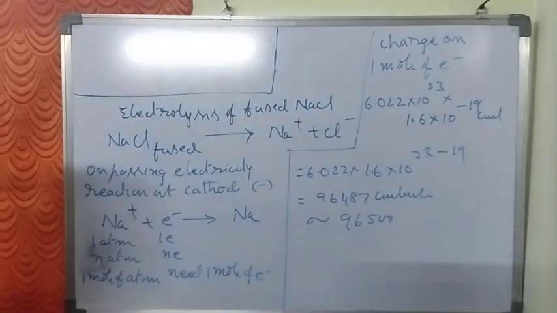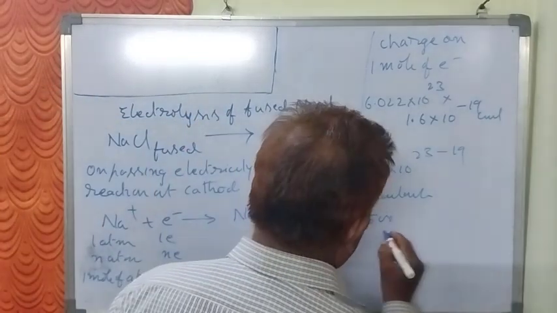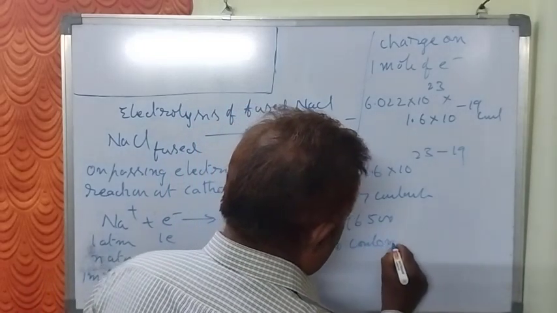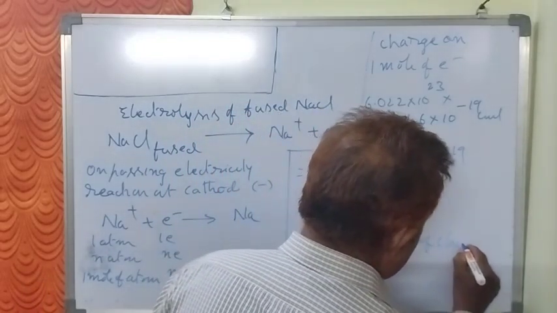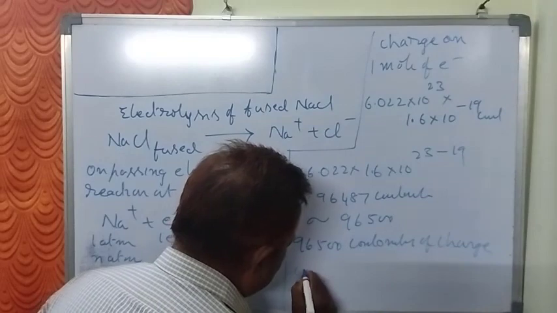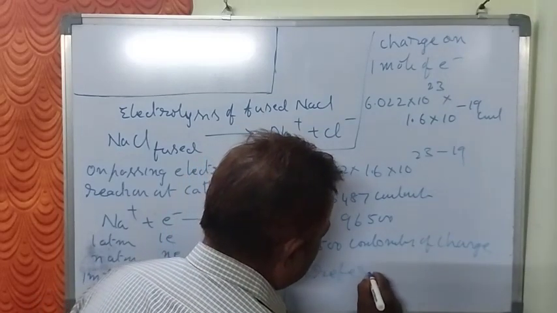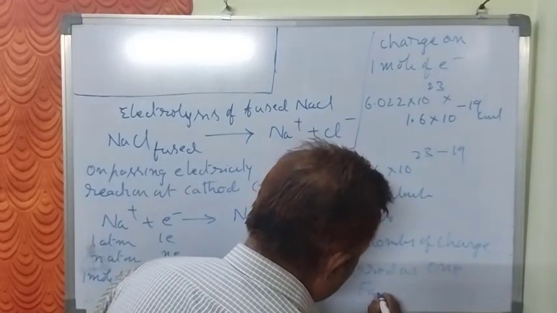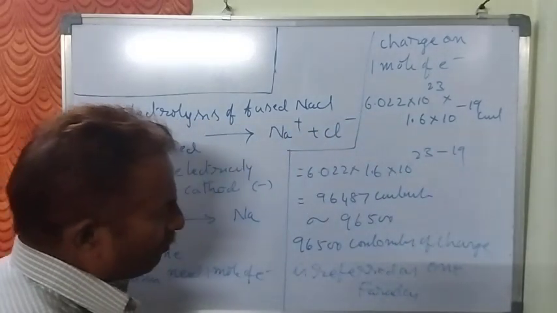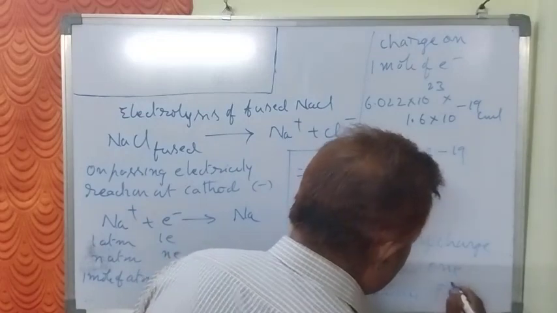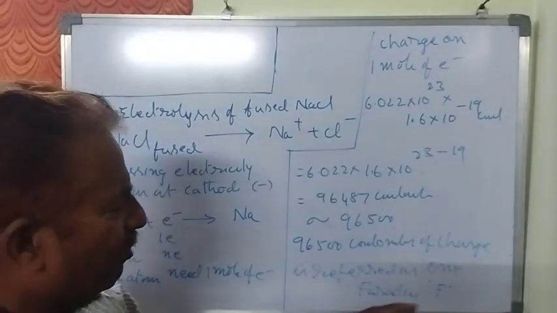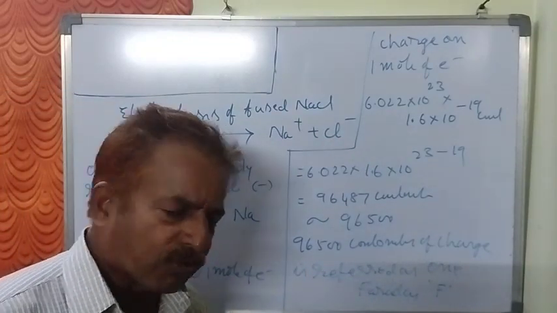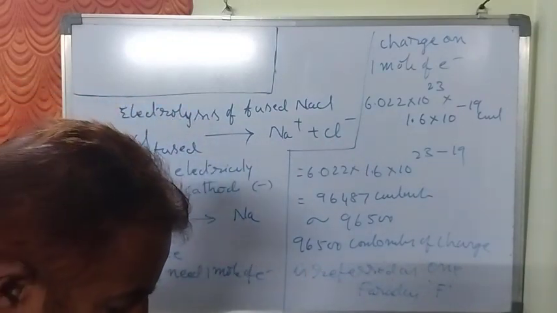This is approximated to 96,500 coulombs. So 96,500 coulombs of charge is referred to as 1 Faraday, denoted by F. This is in memory of Michael Faraday. That is, 96,500 coulombs is referred to as 1 Faraday of charge.